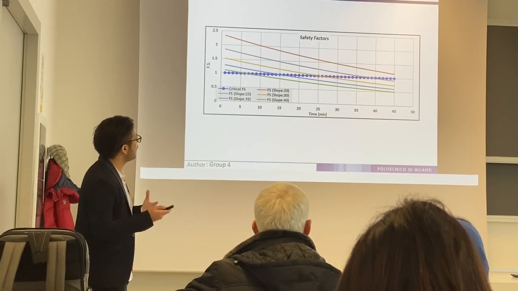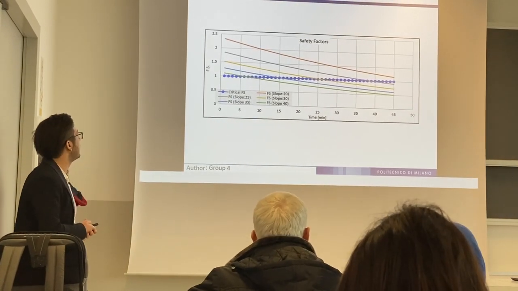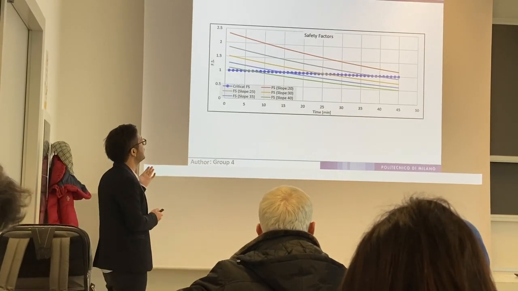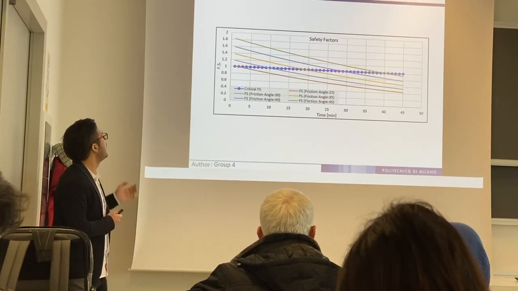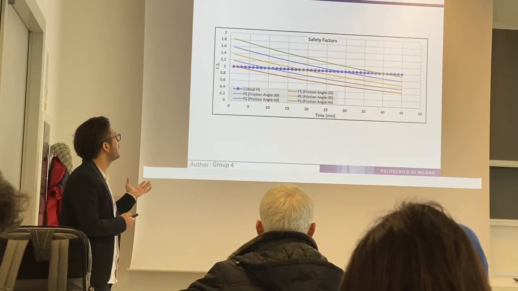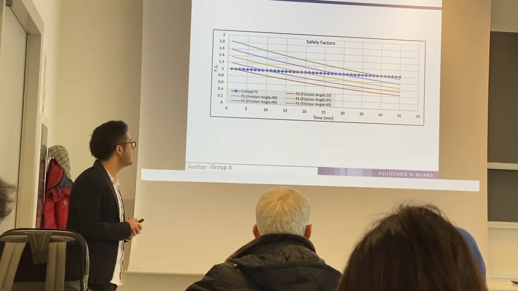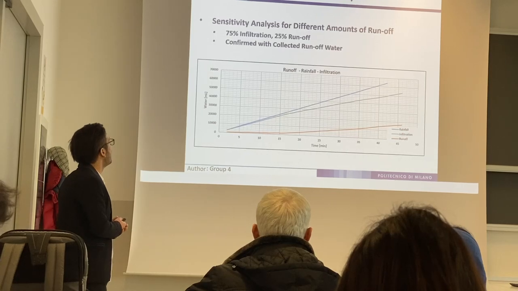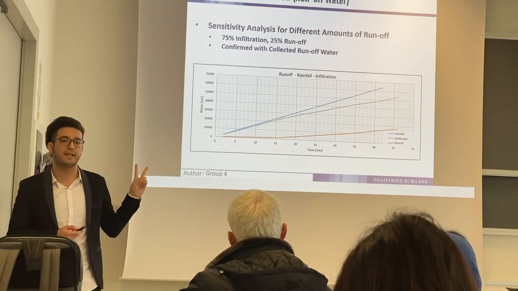And before explaining those, there is the sensitivity analysis of the SLIP model. This is sensitivity to the slope, which is very sensitive. This is the sensitivity of the SLIP model to the friction angle, which again shows high sensitivity, and the sensitivity to the porosity, which is not very sensitive. Let's tackle those two limitations of the SLIP model.